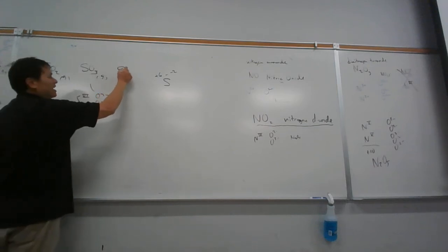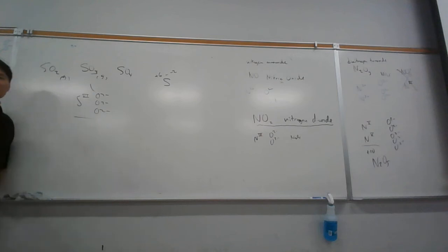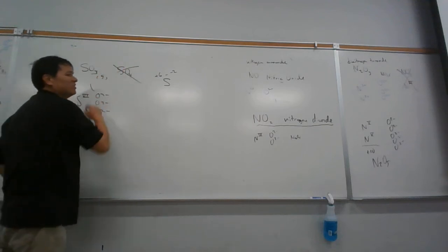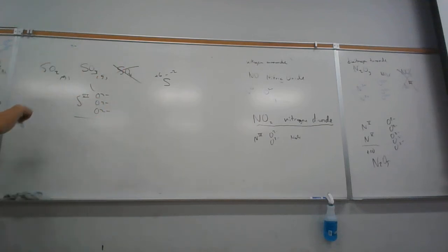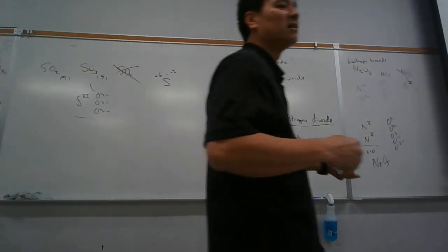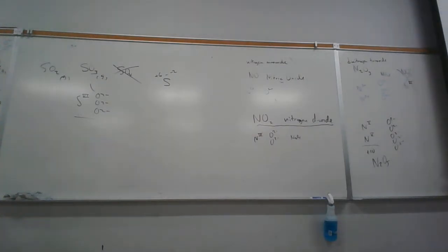What about sulfur tetraoxide? Will we expect sulfur tetraoxide to exist? No. So sulfur tetraoxide wouldn't be. How about sulfur dioxide? Sure, sulfur dioxide, no problem. Sulfur dioxide's common. You know, incomplete combustion is like carbon monoxide. It's not a big deal.